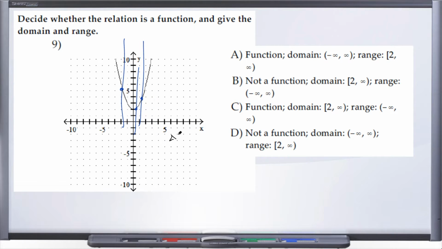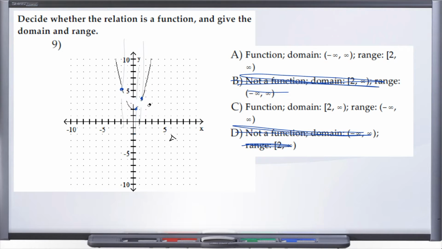So because we have multiple choice, let's see what we have here. A says this is a function, and we know it is a function. So A is a possibility. B, not a function. Well, we know this is definitely a function, so B is not going to be our answer. All right, C says this is a function, so we know C is a possible answer. D says not a function, so we can eliminate D as well as being one of our answers. So we know that the answer is either A or C.